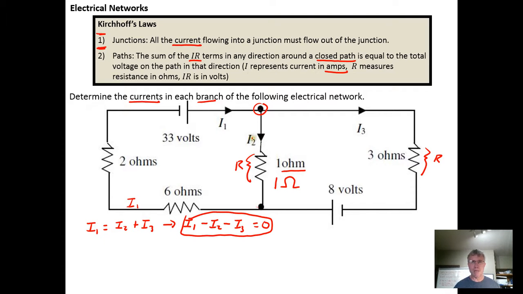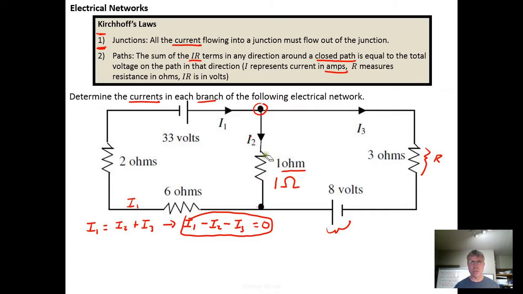And the idea is that if you take a flow, I, and multiply it by R, the result is a voltage. On a closed circuit, the sum of the voltages that you get from doing the current times resistance has to add up to the voltage you get from the source. This is like an irrigation system, and the source would be like the pump. In this case, it's an electrical system. This could be like a battery, a 33 volt battery. Right here, we could look at this as being an 8 volt battery.